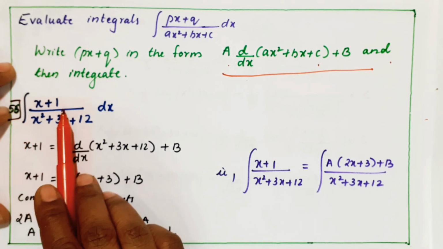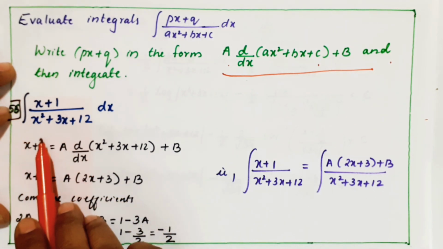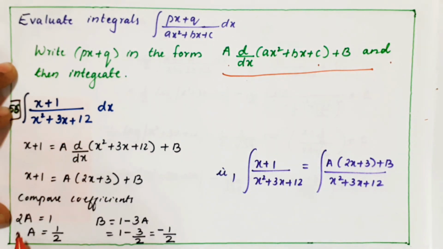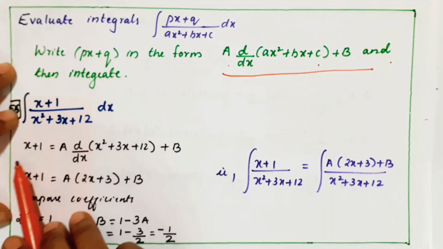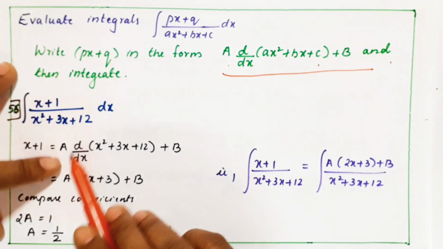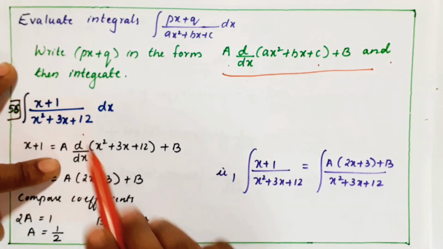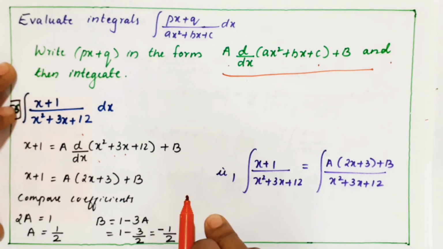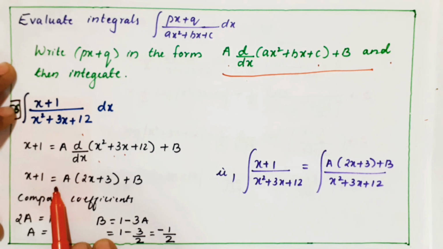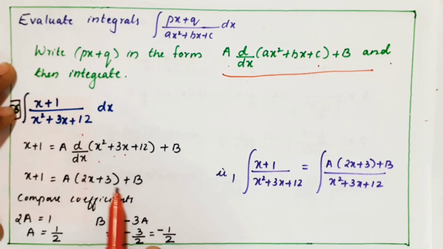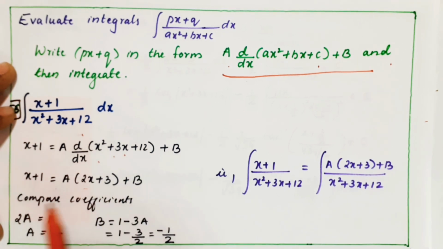Integral of x plus 1 by x square plus 3x plus 12 dx. So I am writing px plus q, which here is x plus 1. x plus 1 equals a into d by dx of x square plus 3x plus 12, plus b. Clear? Now x plus 1 equals a into, differentiating this, 2x plus 3 plus b. Next, compare the coefficient of x on the left side and right side.